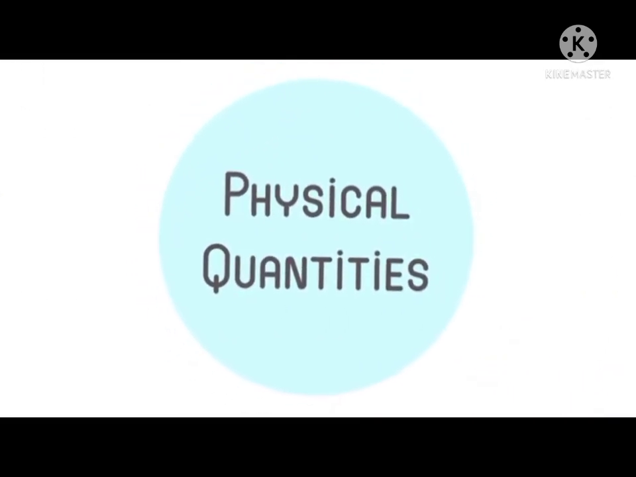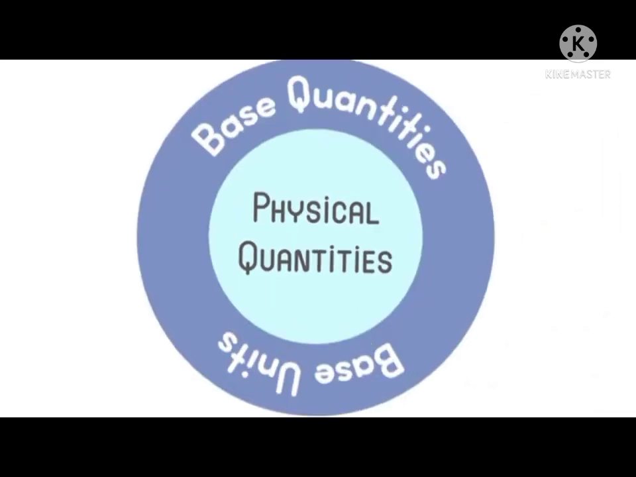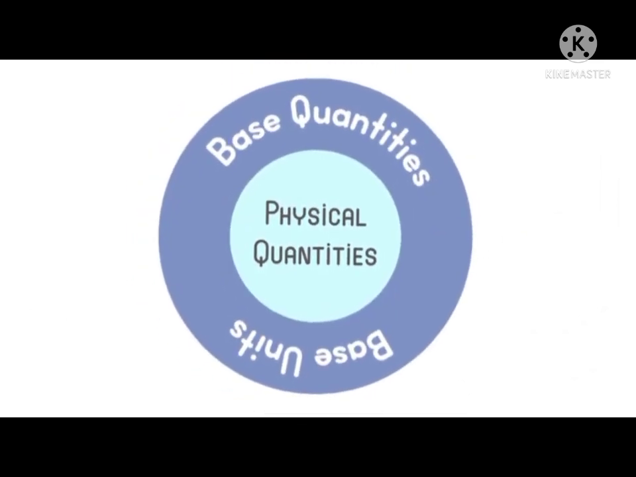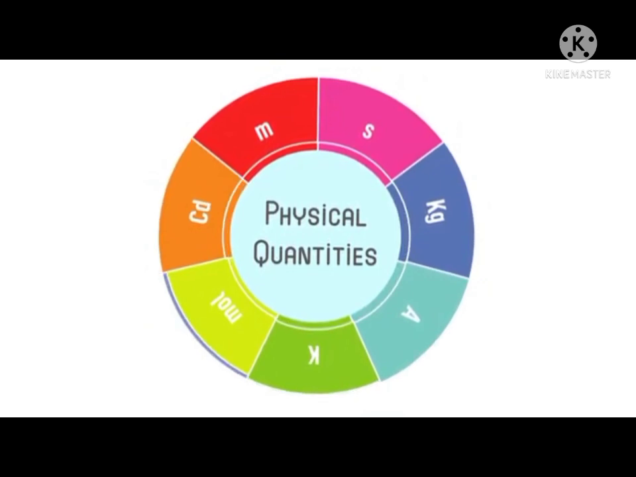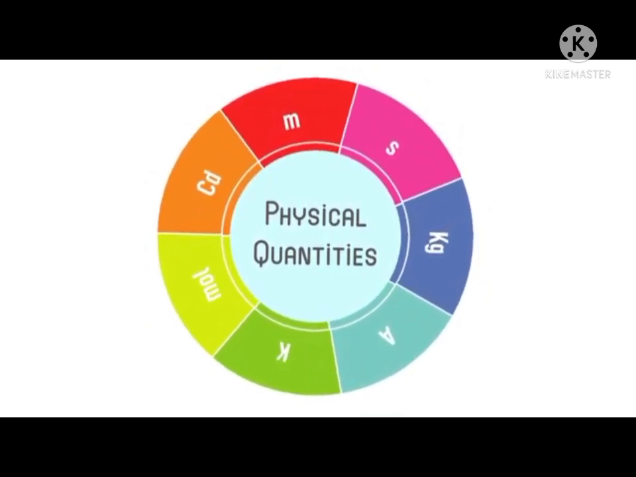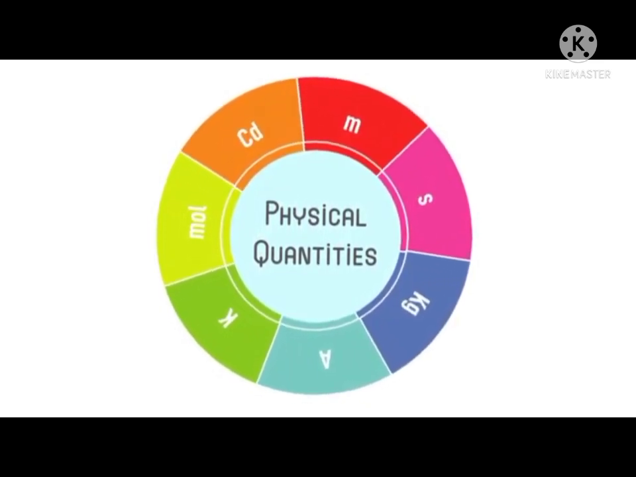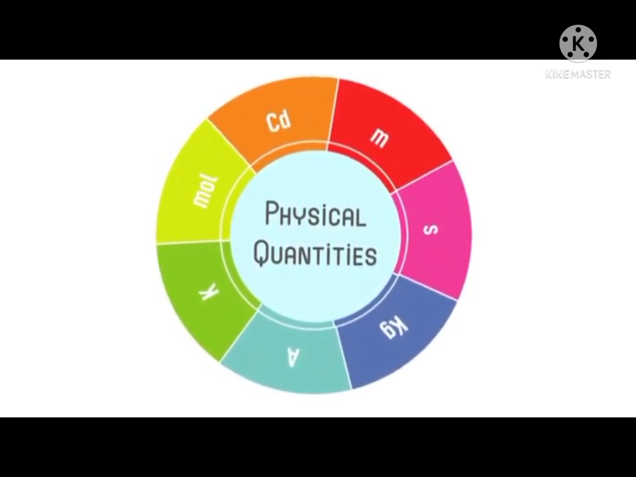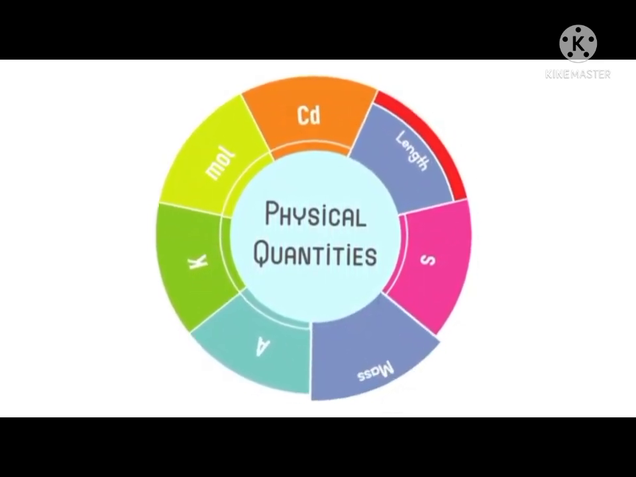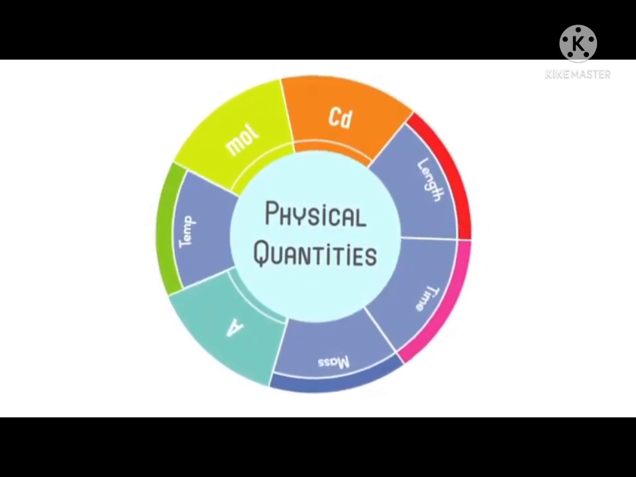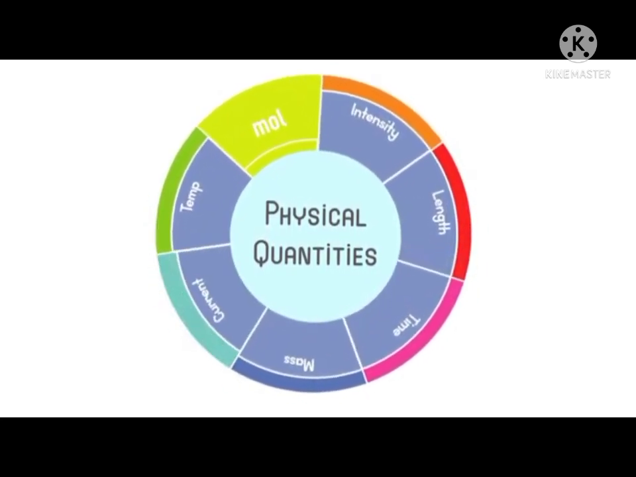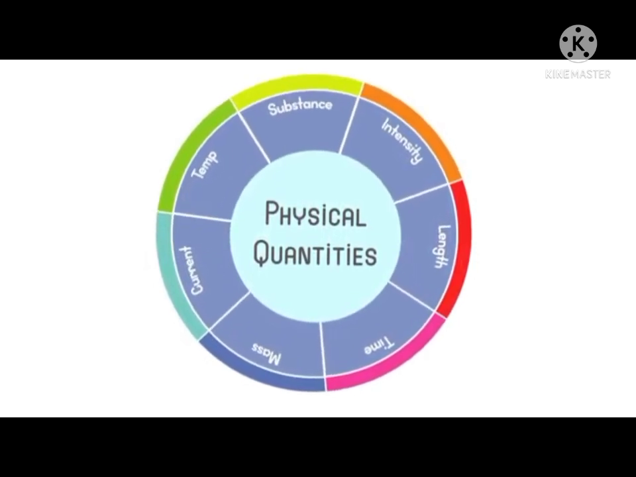Physical quantities are divided into two categories: base quantities and derived quantities. Base quantities form the base or foundation of other physical quantities. In other words, these quantities are the basis with which derived quantities are expressed. These quantities are length, mass, time, temperature, intensity of light, electric current, and the amount of a substance.